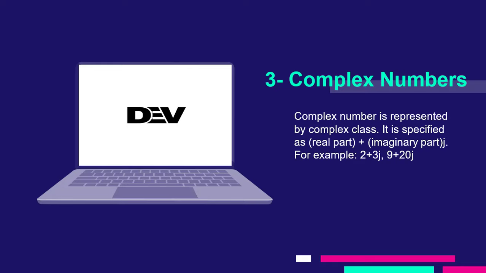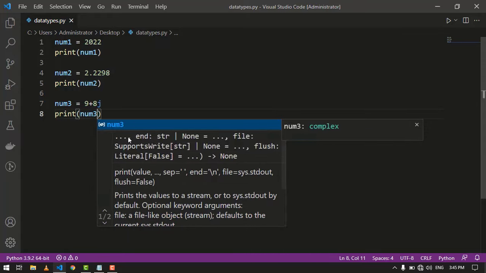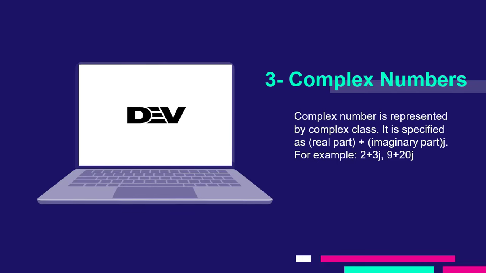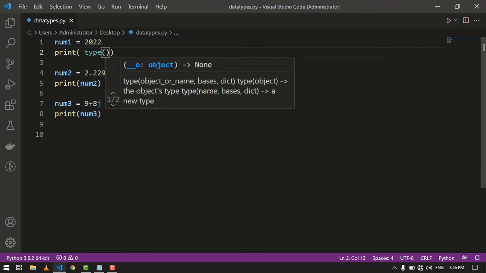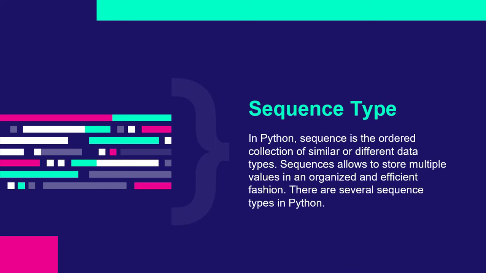The other numeric type is complex numbers. Complex number is represented by complex class. It's specified as real part plus imaginary part j. For example, 2 plus 3j, 9 plus 20j. Note that the type function is used to determine the type of data types. And that was numeric type, and now we have sequence type.